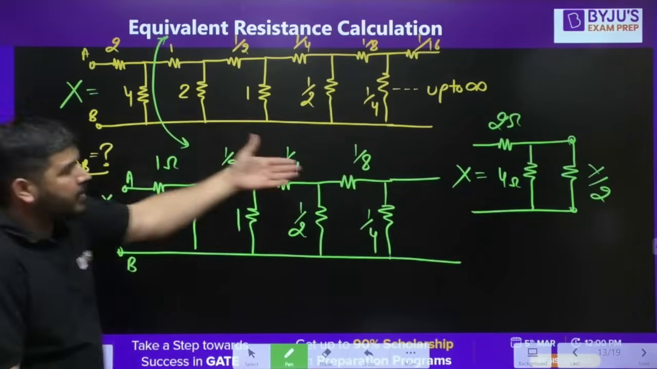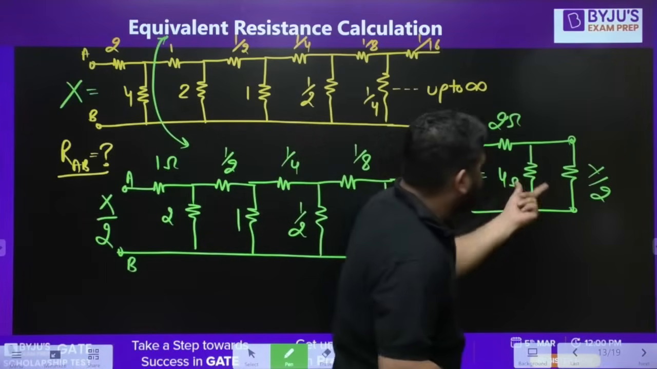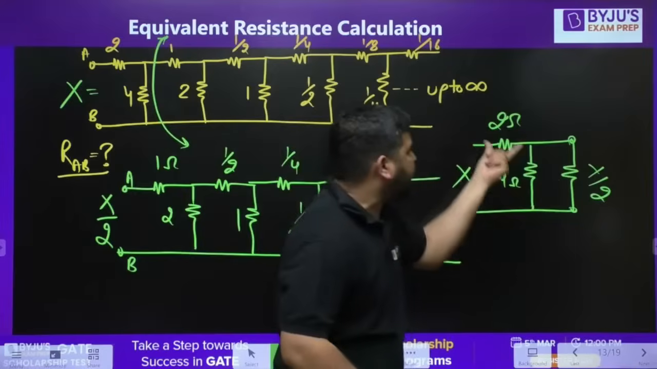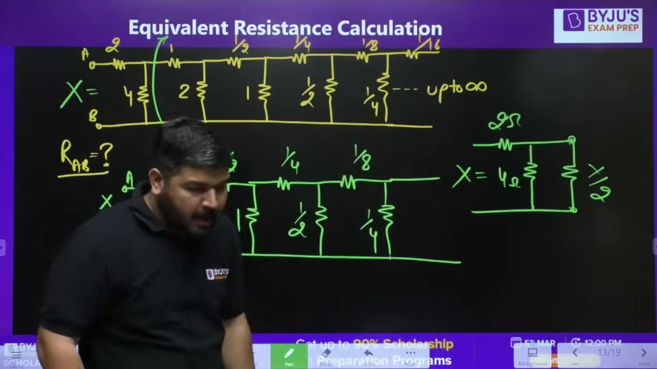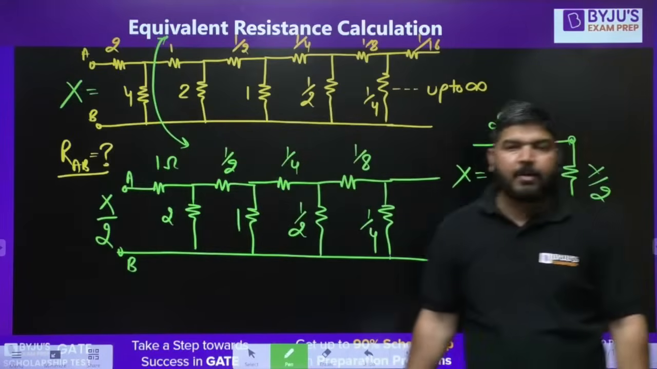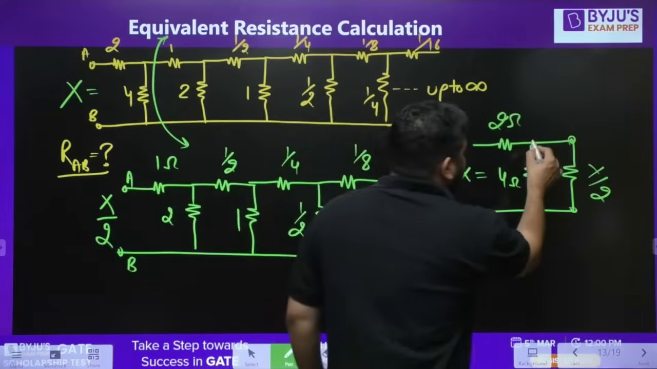So you can use this method. I hope it is clear. Now you can take the equivalent of 4 and X by 2, and then take 2 ohm in series, and the equivalent has to be X. Okay? You can calculate the X value. Tell me, everyone, is it clear or not? Now you can calculate the X value. What is the X value, guys?